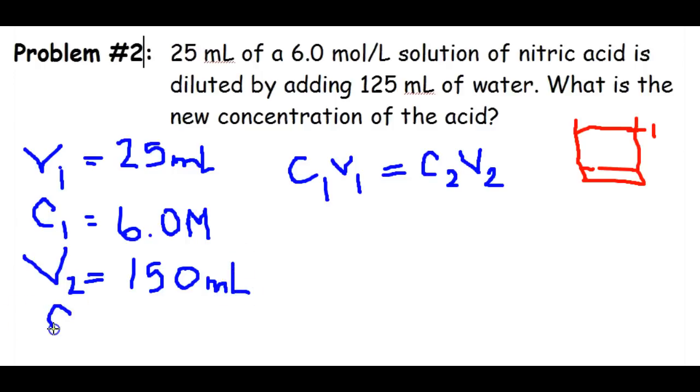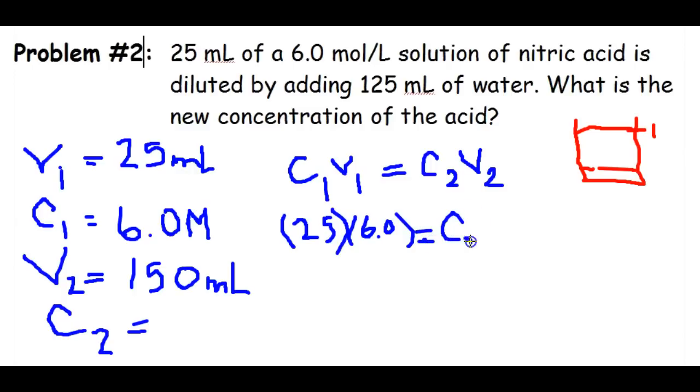And so I want to know, well, when I add that volume of water to the mixture, what can I expect the concentration to be? All right, let's plug some values in here. So I have 25 times 6.0. And that's equal to C2, which is my unknown, times V2, which I actually do know. We just talked about that. It's 150 milliliters.